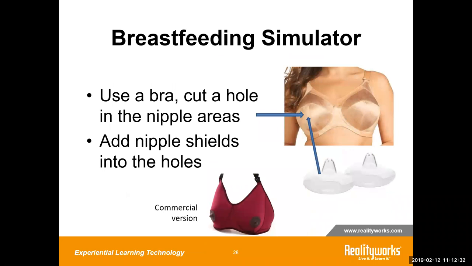Now, here's a simulation experience that could be used in a scenario involving education for things like midwives, doulas, childbirth educators, and so forth. A very simple one that you could do with easy to find materials, maybe even things that would be donated.